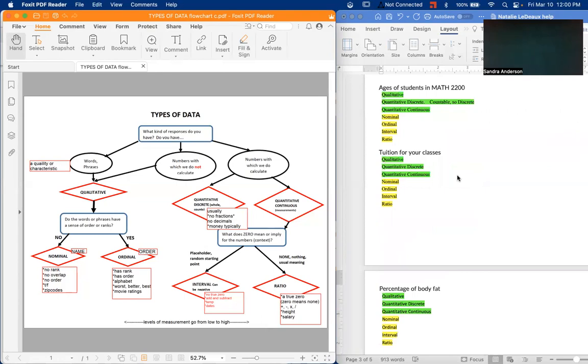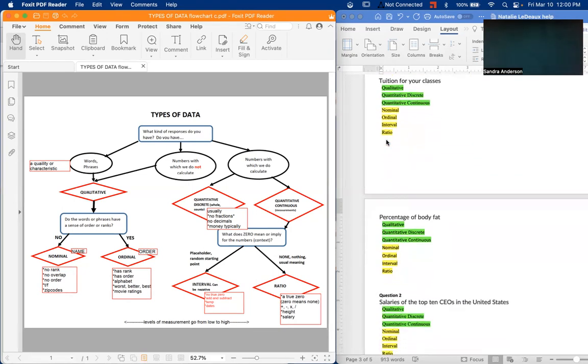So ages of students in a math class. The ages of a student, you can count their ages. It's pretty much a whole number. And it's a number, so that makes it quantitative. And then you choose if it's discrete or continuous. And since it's countable and it's an age, it's quantitative discrete. Next, you choose one of these four, but really you only have to choose from the last two, interval or ratio. And it is ratio because age can be 0 if somebody's not born yet. So 0 means nothing or no age.